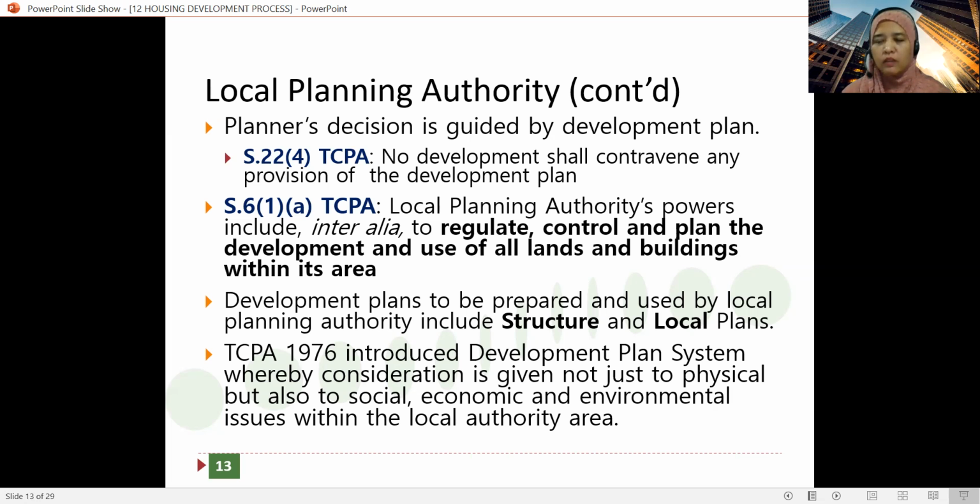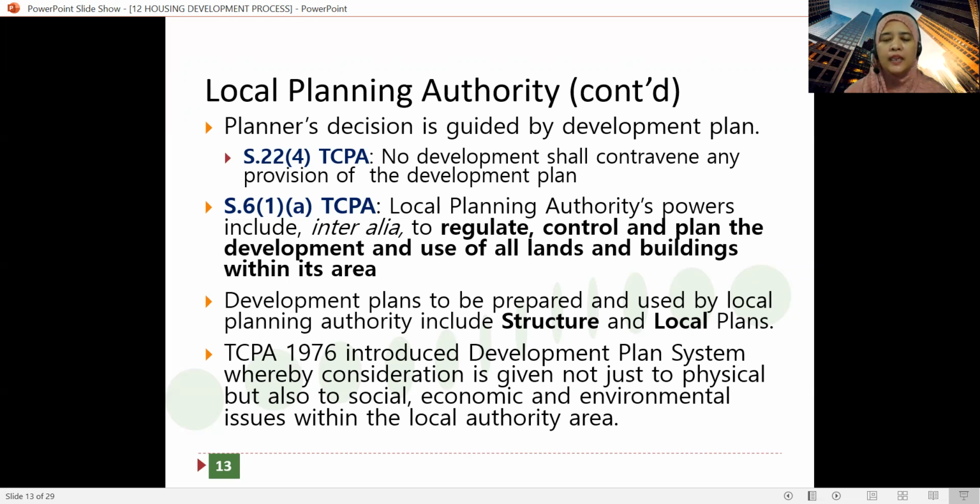rancangan pemajuan, development plan. Okay, Section 22 sub 4 under TCPA says no development shall contravene any provision of the development plan. Mesti mematuhi, mesti ikut apa isi kandungan development plan. A new approved development cannot go against apa yang telah dirancang. Kalau tak gunalah dia merancang kan.